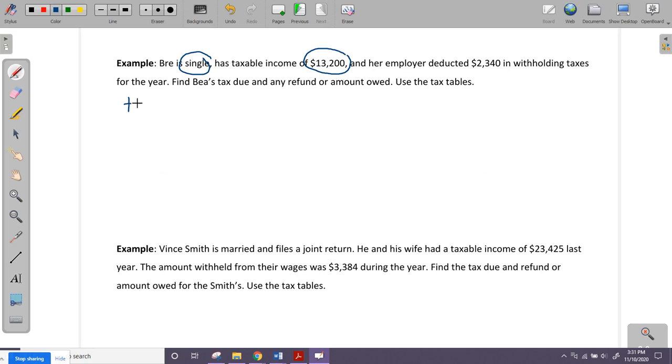So her tax rate is 12%. We have to take 12% and change it to a decimal. So that's 0.12, and multiply it by our taxable income. And when we multiply that, we get $1,584 as income tax.